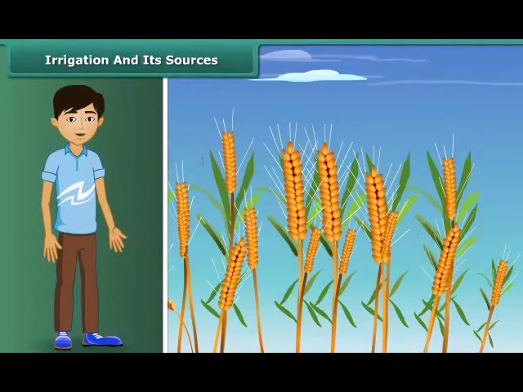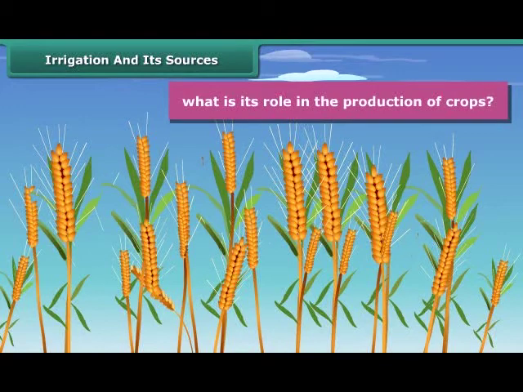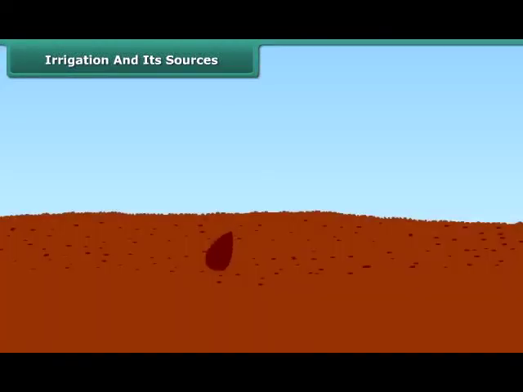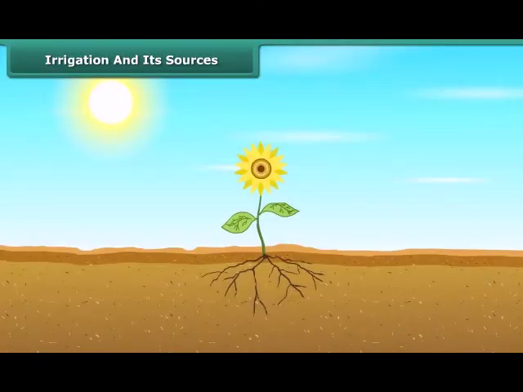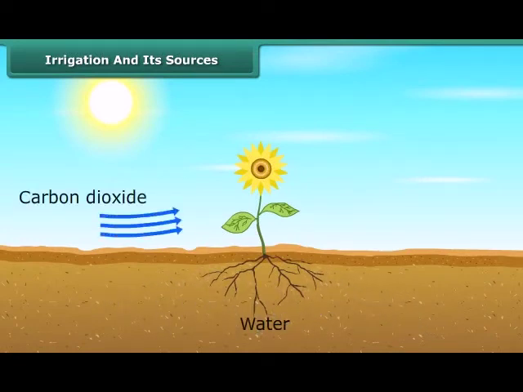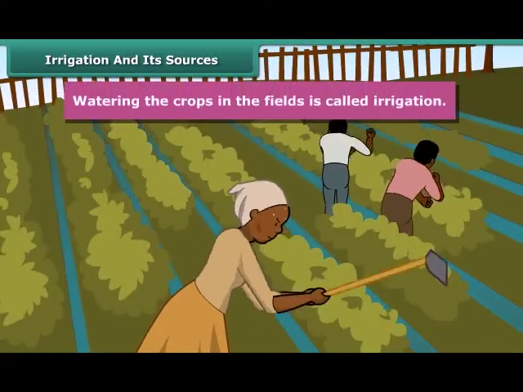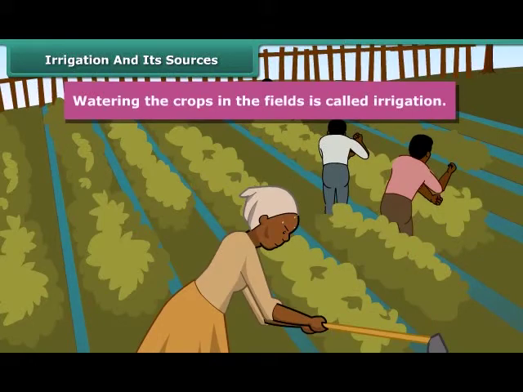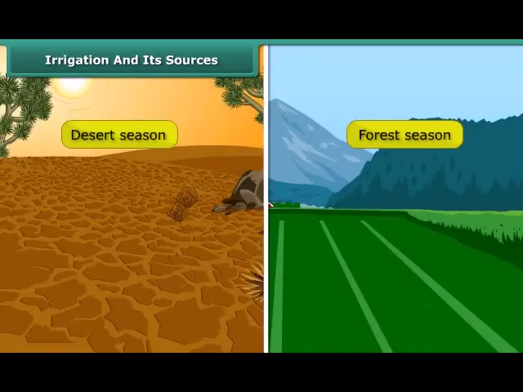Friends, as we all know, water is very essential for all living beings, but what is its role in the production of crops? Actually, water is essential for crops because germination of seeds cannot take place under dry conditions. Water is absorbed by the plant roots, and along with it, minerals and fertilizers are also absorbed. Hence, watering the crops in the fields is called irrigation. The time and frequency of irrigation varies from soil to soil, crop to crop, and season to season.